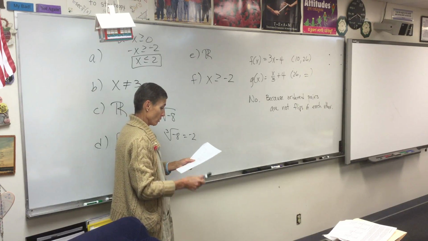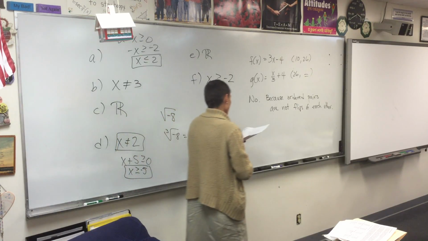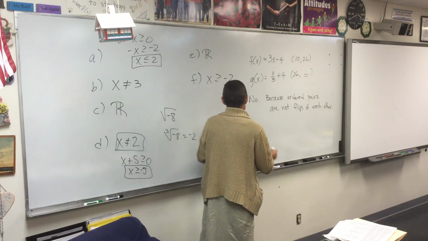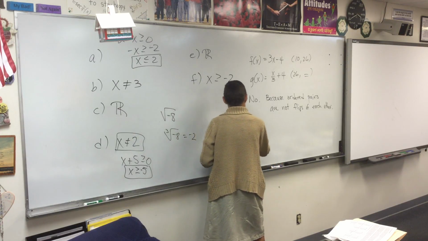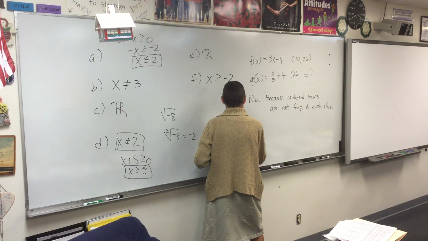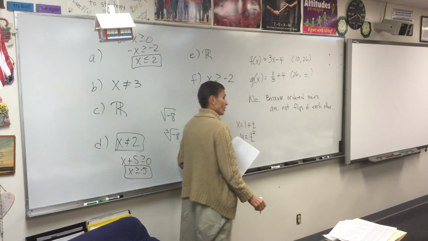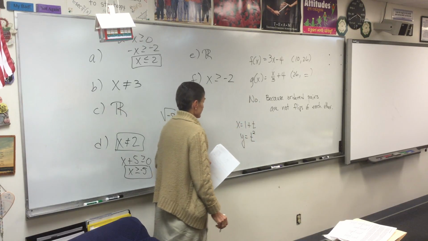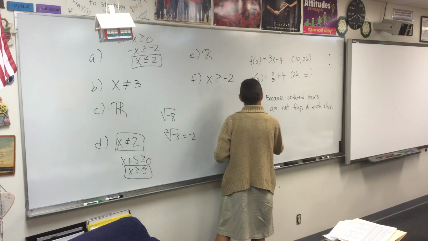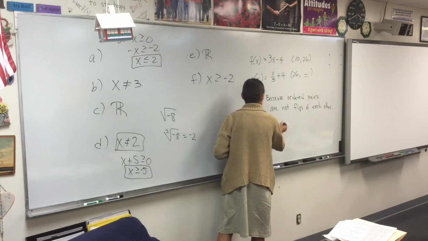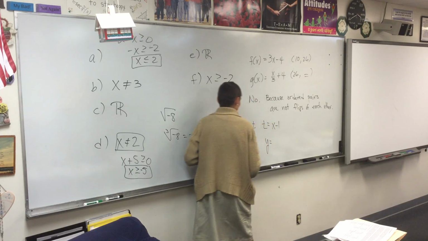All right, so number 4, find an equation in x and y that represents this set of points. All right, somebody just asked about this. We just did it on our quiz. So what does t equal? X minus 1. So what does y equal?